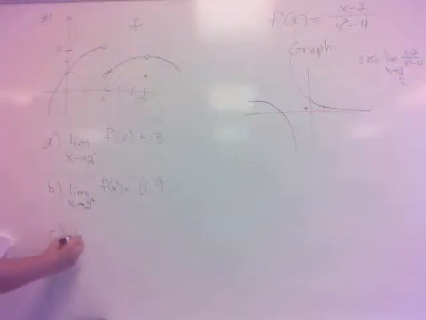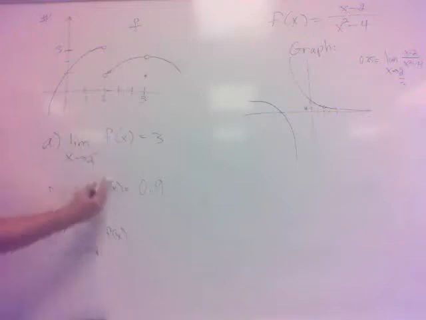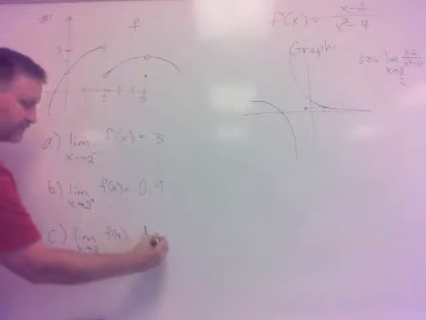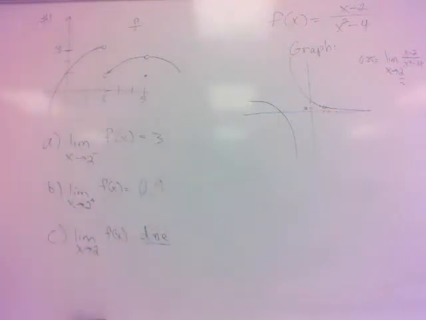All right, so what would you say the limit as x approaches 2 of f of x is? Trick question, right? For the limit as x approaches 2 to exist, these two have to be the same, don't they? Are they the same? No, they're not. This limit does not exist. Is that okay? All right.